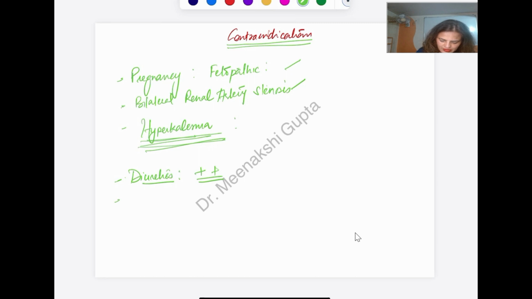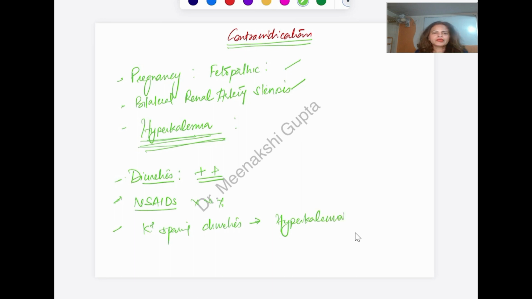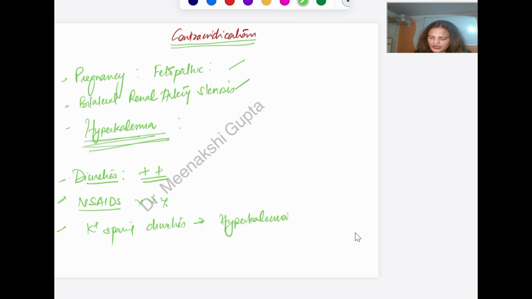Then NSAIDs are going to inhibit the action, because they cause sodium and water retention. So this is not to be given. And potassium sparing diuretics like spironolactone are going to cause hyperkalemia. So these are the important drug interactions.